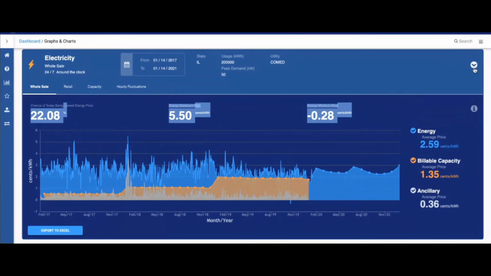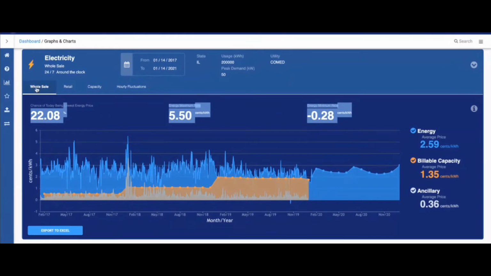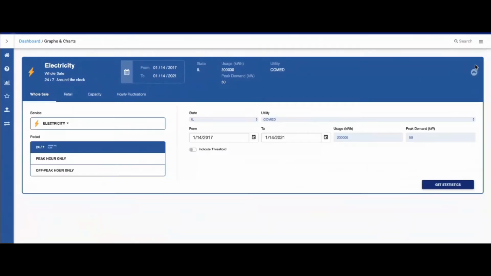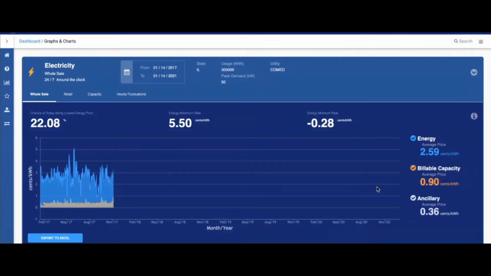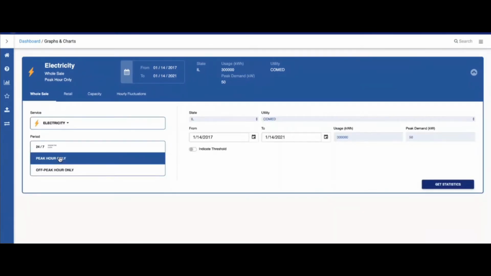As you could see, with a few selections, we were able to build a wholesale graph, and I can change parameters and rebuild it if I want to. Let's say my usage is 300,000, and I can change it and rebuild the graph. Numbers changed. Or I can come in and make it peak hour only. That filters for peak hour.